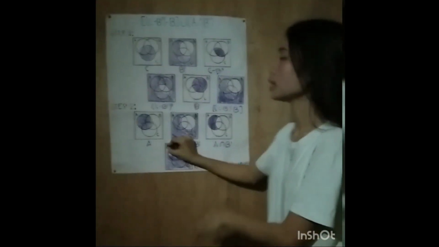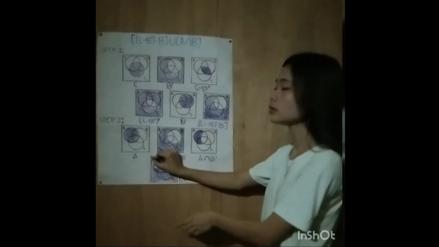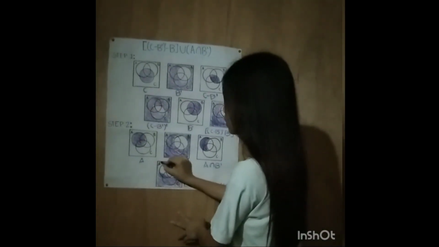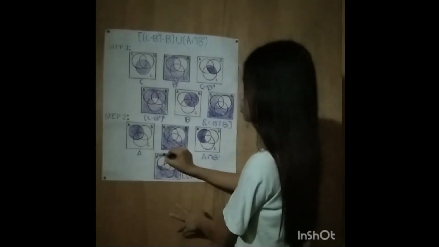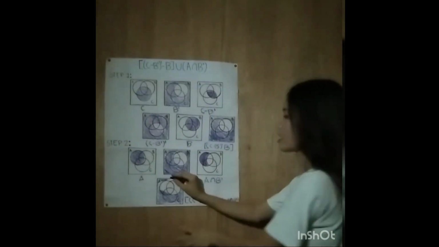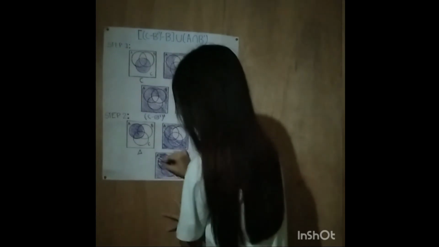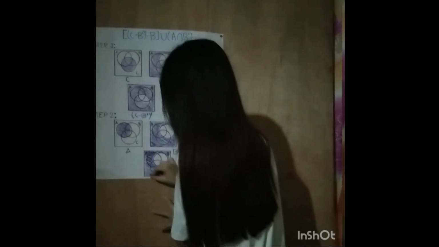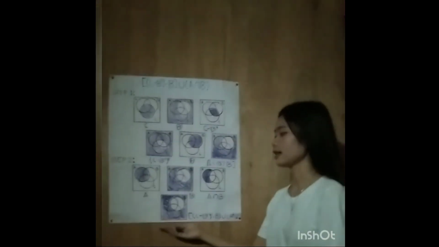So we will leave the circle B unshaded because it is also not shaded in this Venn diagram. So this is the final answer.